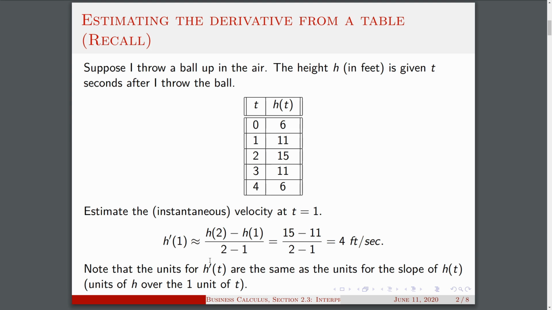Remember that since in the end we're finding basically the slope, the units will be whatever the units would be for a slope. So if we're talking about the height function as a function of time, then the units for the derivative will be the same as the units you'd use for the average rate of change, which is feet per second in this case. So keep that in mind.